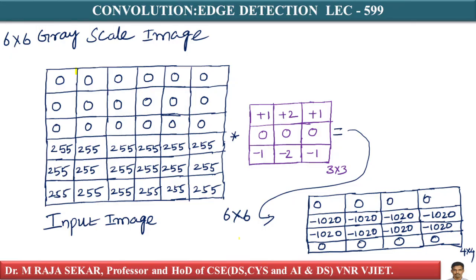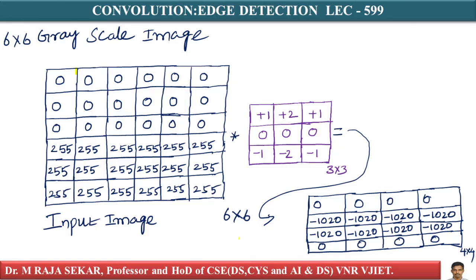Remember, we had a 6 by 6 input matrix. We have a 3 by 3 kernel, and our output matrix is 4 by 4. Why is it 4 by 4? Your input size is 6 by 6, your output size is 4 by 4. I cannot create a 6 by 6 output, because your kernel size is 3 by 3.